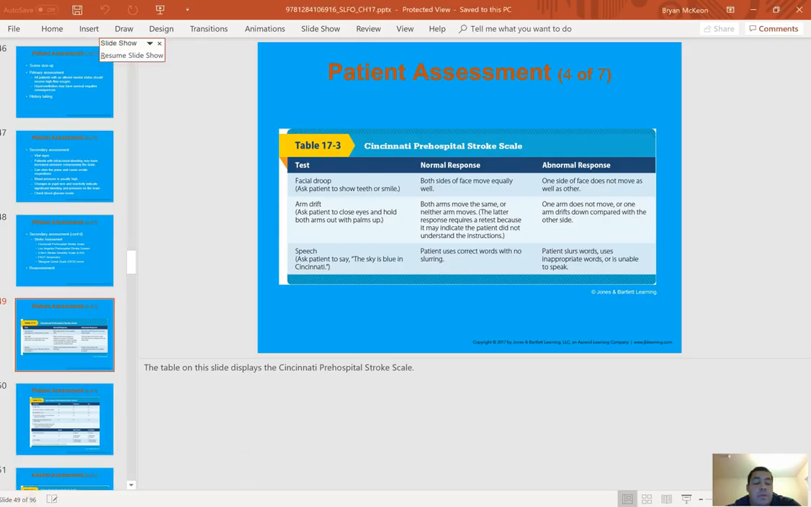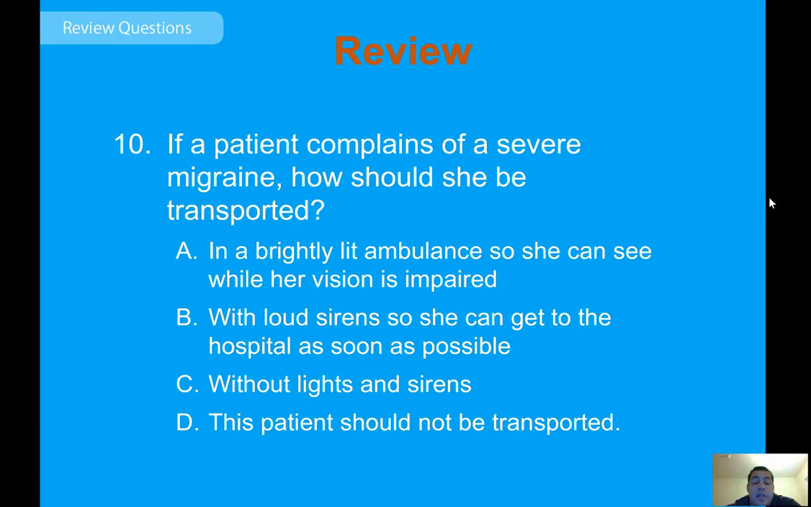So, sorry, class. Patients should always be transported. You guys aren't doctors. There's only so much that you guys can do on scene, and there's only so many tools you guys have in your toolbox to figure out what's going on with the patient. So it should be transported without lights and sirens.